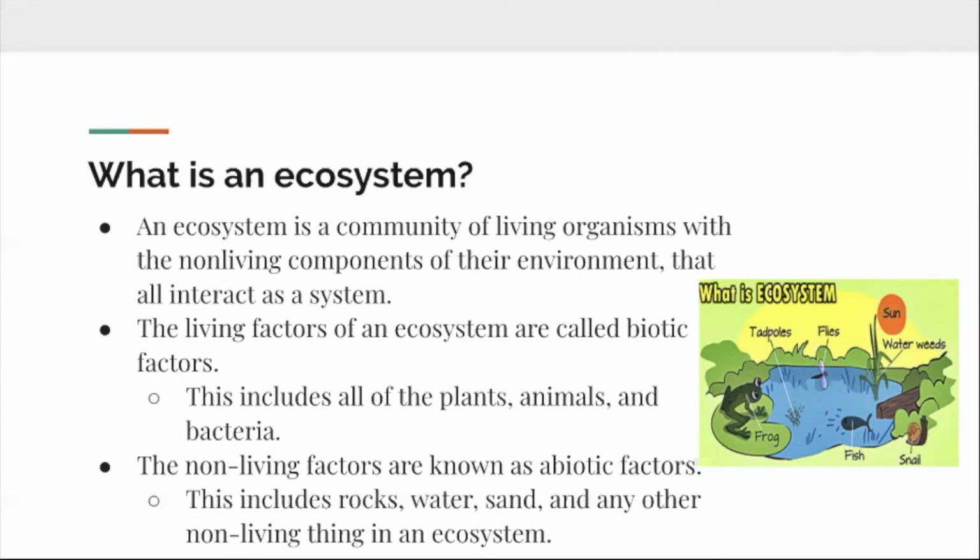Photosynthesis is how plants make their food because they can't eat other organisms, and the sunlight allows the process to begin. The living factors of an ecosystem are called biotic factors. This includes other plants, animals, and bacteria. The non-living factors are known as abiotic factors. Like I mentioned, the sun, but also rocks, water, sand, and other non-living things in an ecosystem. All abiotic factors interact in the ecosystem and help the organisms in that ecosystem thrive, or in other words, live in good conditions.